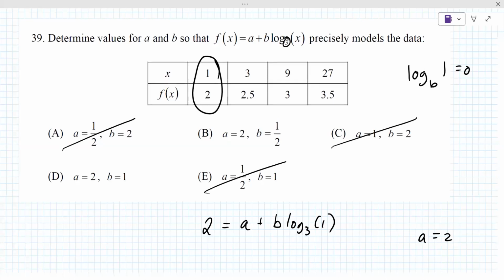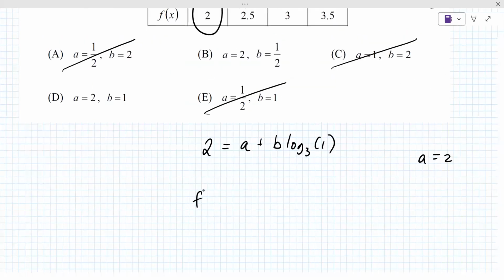If you don't do that, you won't get rid of A. You'll get 2 equations, 2 unknowns, which is still doable. It's just this is better. Okay, so now we rewrite our function f of x equals 2 plus b log base 3 of x.